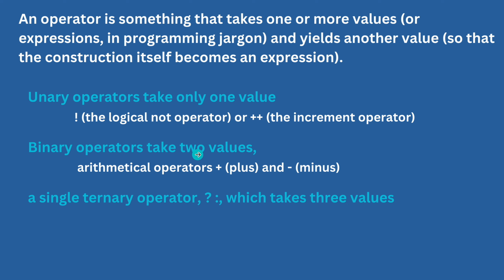Binary means two operands. You are doing plus, so two numbers are required. Minimum two numbers to sum. Minus, at least two numbers required. So these operators, plus, minus, multiplication, are all known as binary operators. Here just plus and minus are mentioned. Then a ternary operator takes three values.